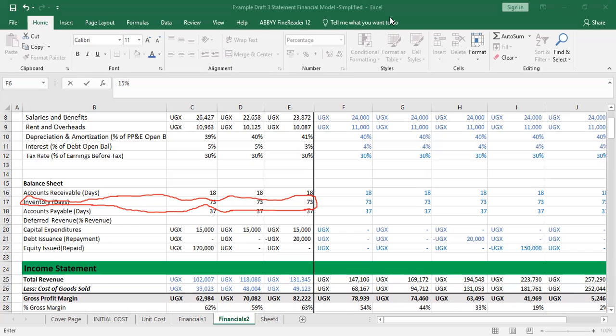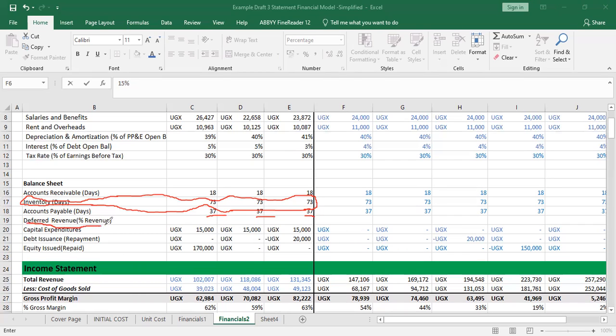So for accounts payable, this is money you owe people. You are supposed to pay them. So how long does it take? Now, according to this business, the accounts payable days is 37. Okay, it takes approximately 37 days for them to pay the people who they owe. Are we together?